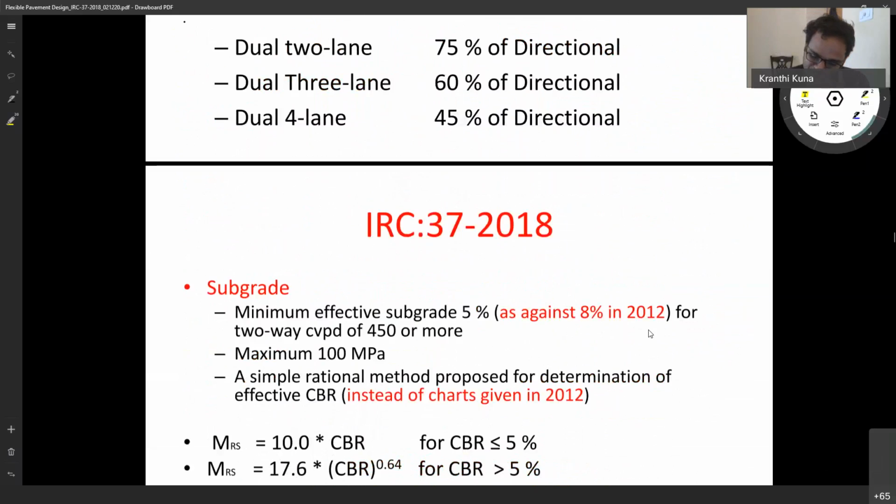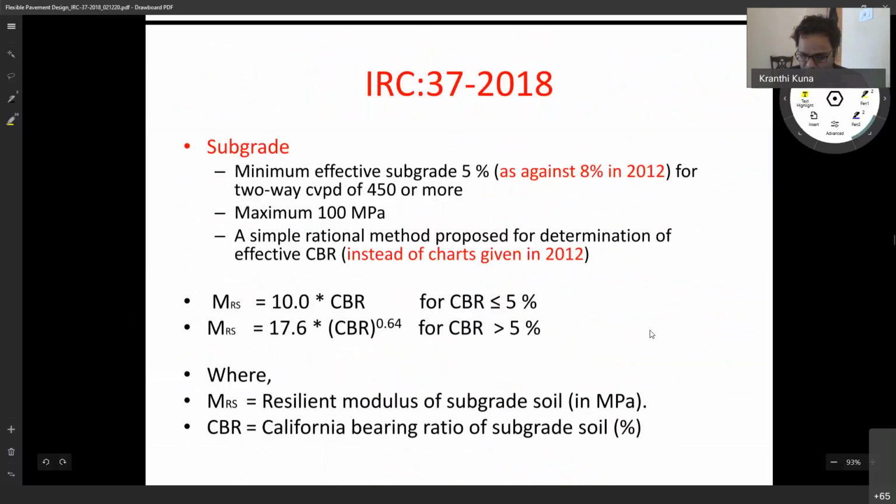So now coming to the material properties, how we can consider the material properties, and also I will talk about what is effective CBR as well.